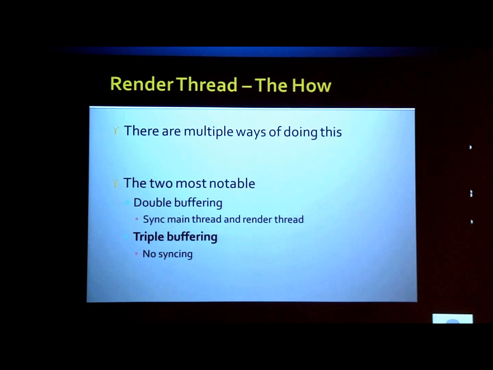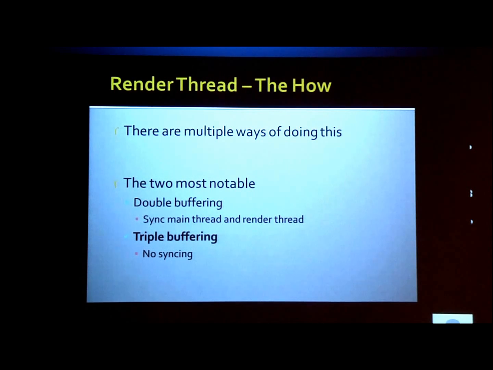But two that I have heard of, at least vaguely, are double buffering, where you sync with the main thread every loop, and you have two buffers that contain transform data that's shared between the main thread and the render thread. The render thread reads the transform data, the main thread writes to it. And every frame, you swap those and you synchronize.